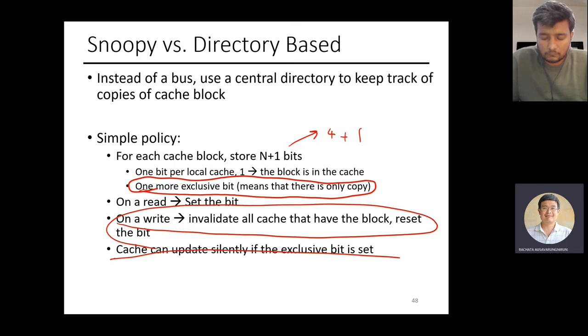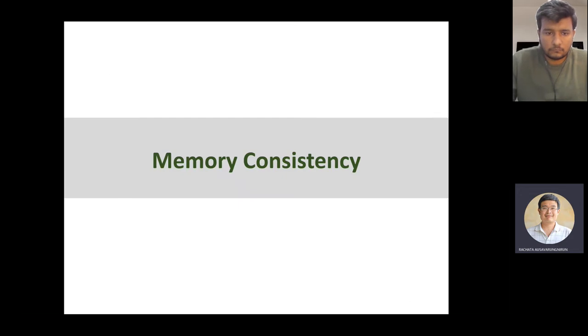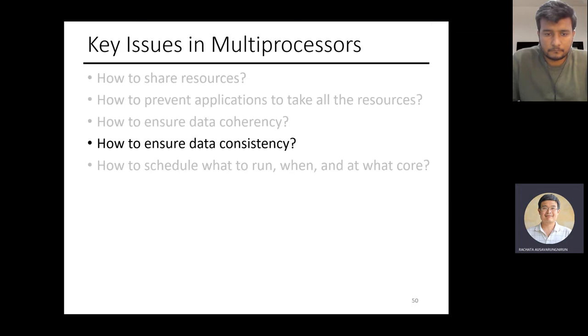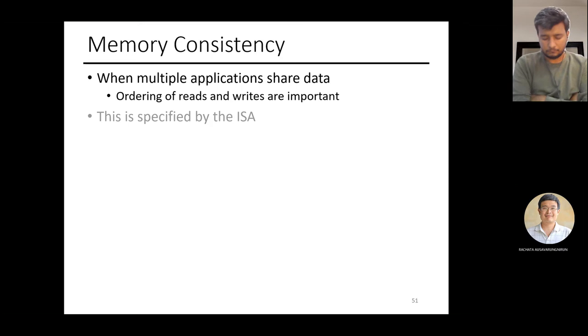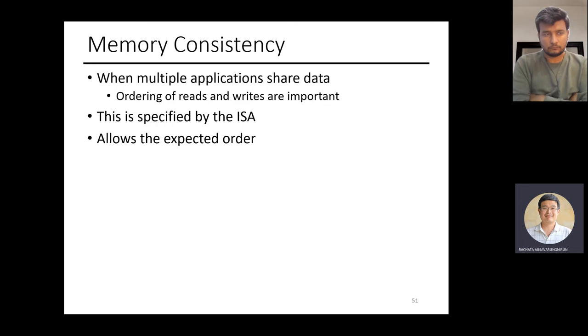All right, so this is how cache coherence works. The next thing we have to go through is memory consistency. Now we have coherency between each of the private caches. The next thing is I need to ensure data consistency. How do I ensure data consistency? When I run multiple applications, they can share data. It means that they can update, read, and write in a certain way. And this is specified by the ISA. This allows you to see the expected order of operations.